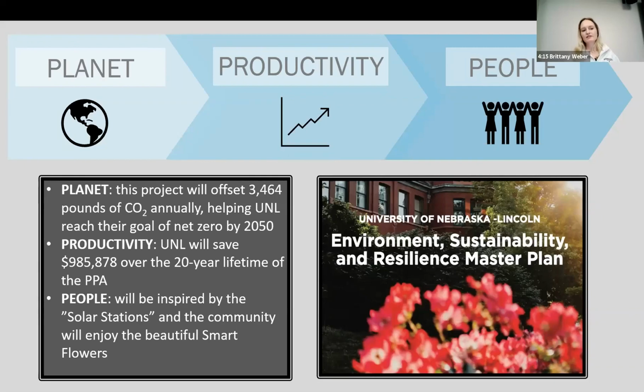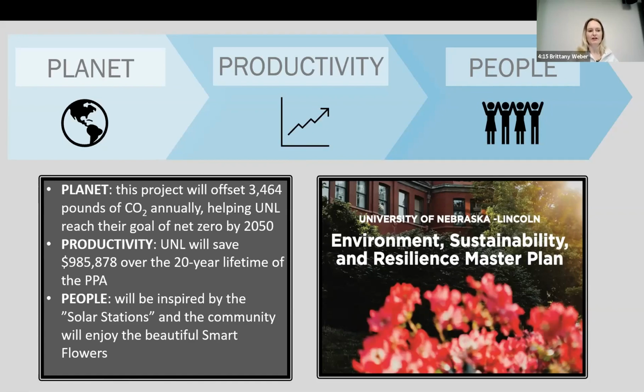UNL's Environment, Sustainability, and Resilience Master Plan has a triple bottom line initiative in the energy section of the document: planet, productivity, and people. And we can show how our project highlights each of these main points. For planet, our designs total nearly 5 gigawatt hours of energy annually. And I know our slide says pounds, but they will offset over 3,000 metric tons of carbon dioxide every year.